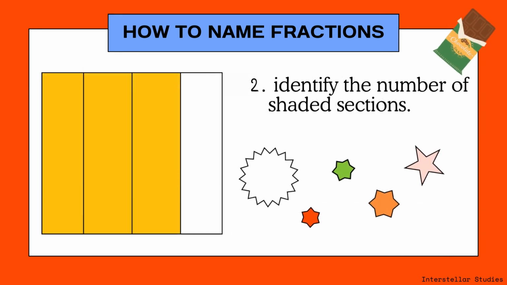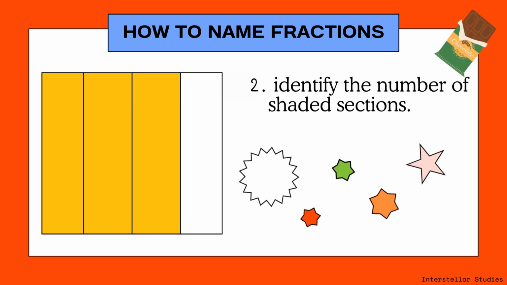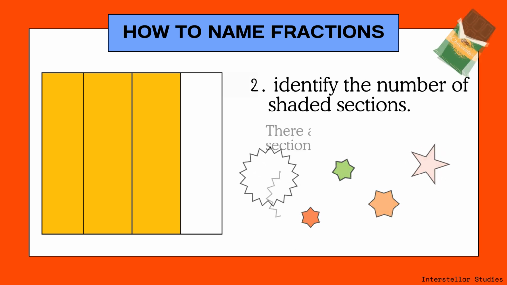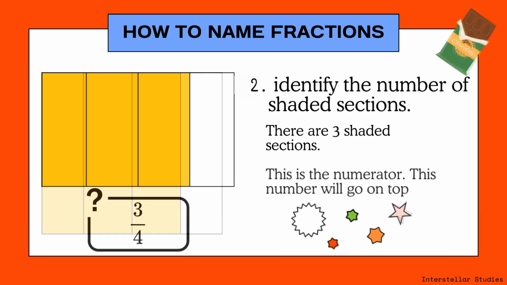Second, we need to identify the number of shaded sections, or in this case, how many pieces of the chocolate bar you want to eat. There are 3 shaded sections, which means you want to eat 3 pieces of the chocolate bar.